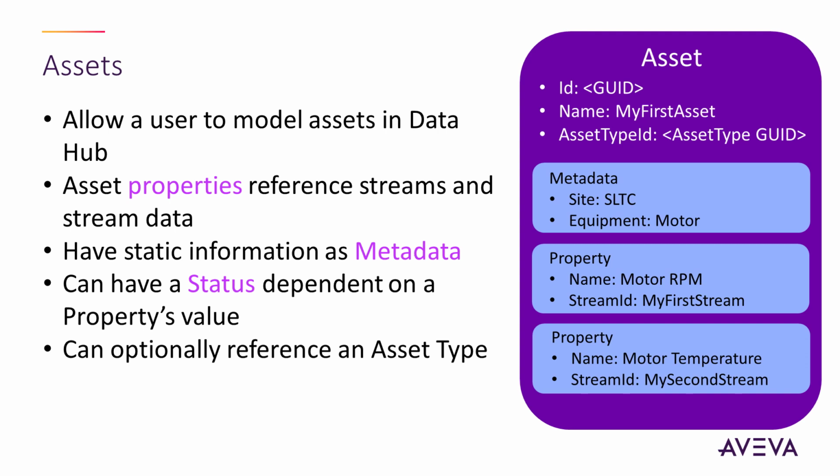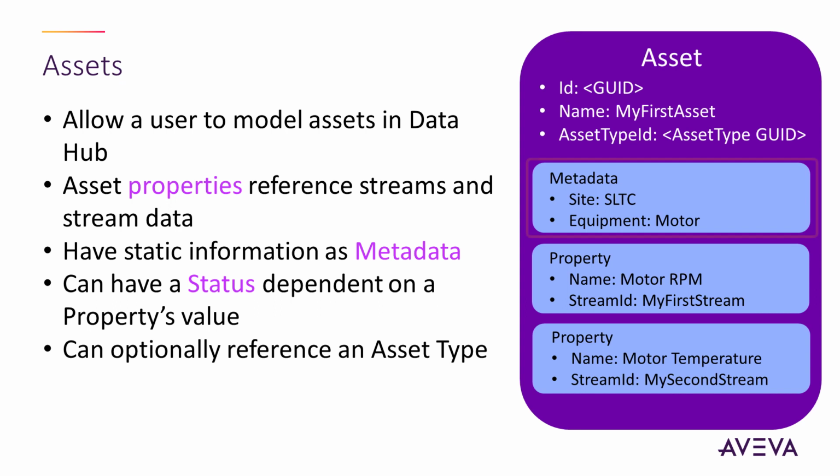Next, we'll take a look at assets. Assets allow a user to model assets, equipment, or processes in Data Hub. Asset properties, so like the two we see here, reference streams and stream data. So in the case of this motor RPM property, we can see that it references the my first stream. And for motor temperature, we can see it references my second stream. So no data is duplicated. We're just referencing those underlying streams.